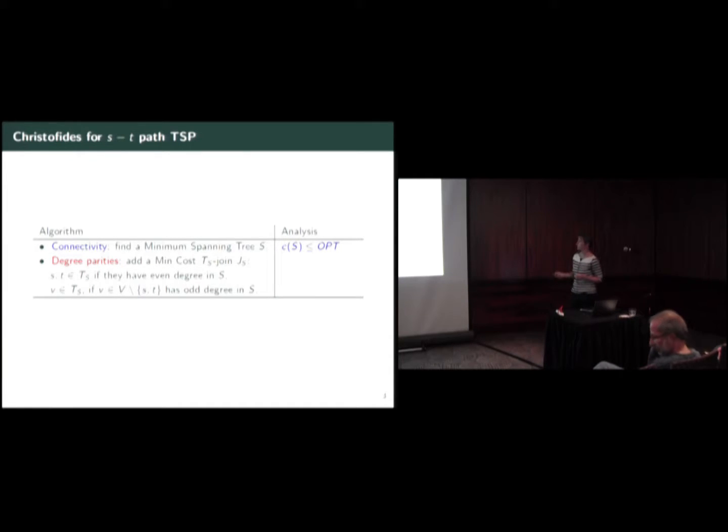So we'll define a set T_S, which contains S and T if they have even degree in the spanning tree, and any other vertex is contained in T_S if it has odd degree in the spanning tree. And so we find a T_S-join, that's a set of edges such that the nodes in T_S have odd degree, every other vertex has even degree. So if we add that to the spanning tree, we get the correct parities. In the case of the traveling salesman cycle problem, the cost of the T_S-join is upper bounded by half of the optimum, but this is not the case in the ST path TSP case. And so we cannot just get a 1.5 approximation that way.